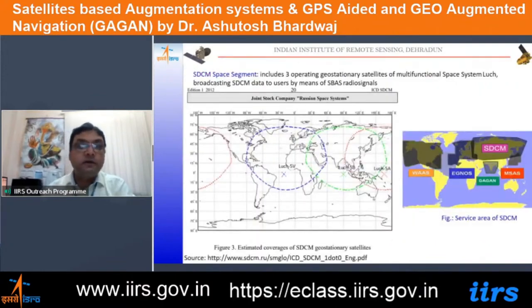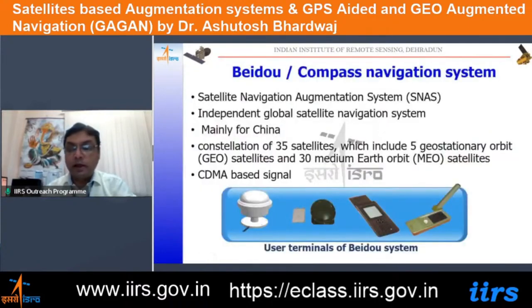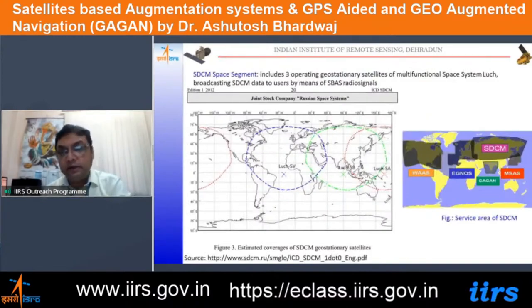These are the footprints of the geostationary satellites which are being used by Russia. So 5B, 5B and 5A, they are providing the SDCM service for a very large region. In this case, what I see, there is the WAAS system for the US, and for the Canadian region, it is called the CWAAS, the Canadian Wide Area Augmentation System.